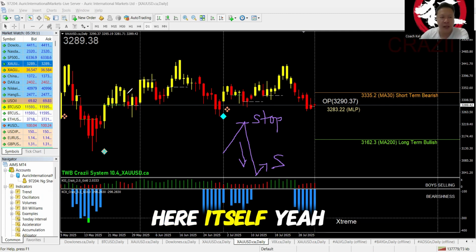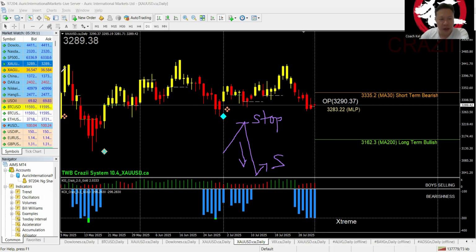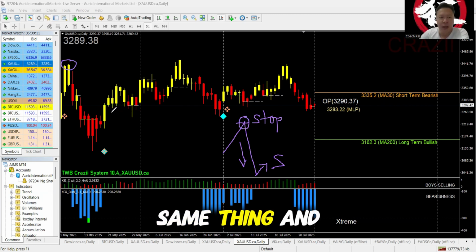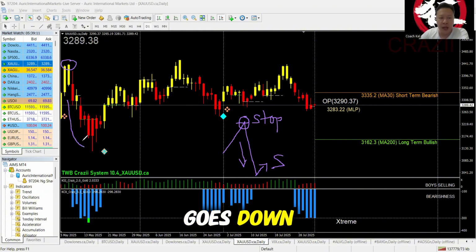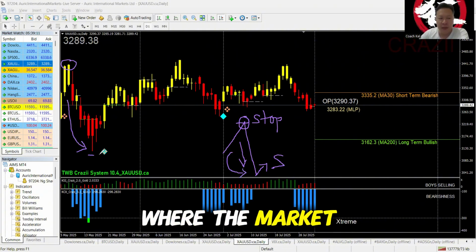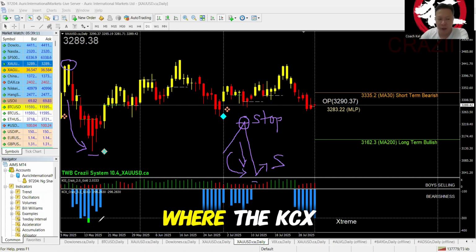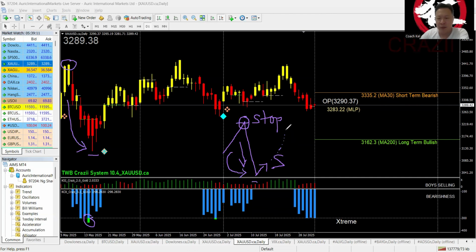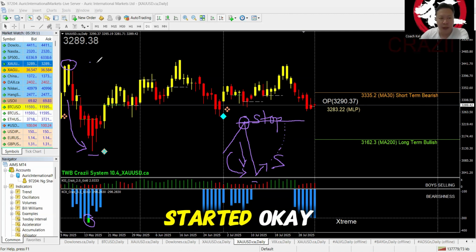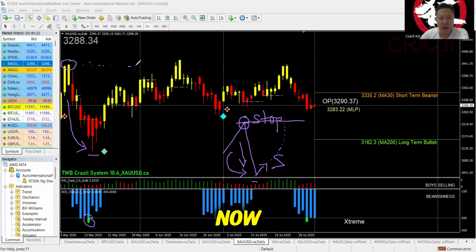Take a look here. This is where the gold price had the highest point. Then after the price of gold goes down, that's where it is right here. That's where the market will have a low, where the KCX is showing. After that, you look at the market, it will go up. Now, where did it go? It will go to where it started. Can you see now?